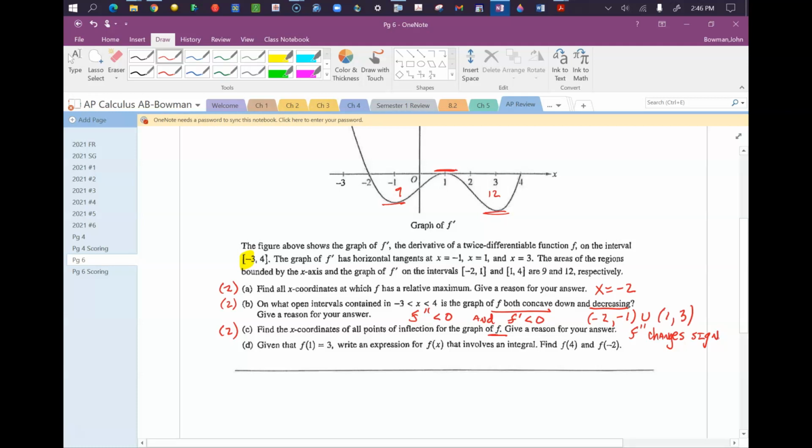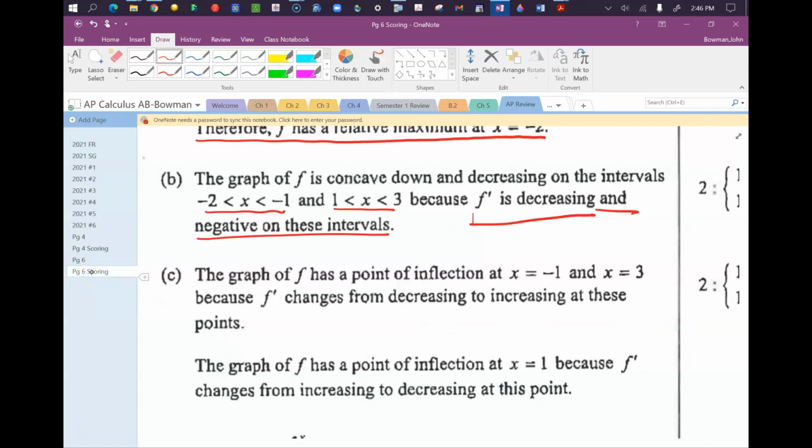So that's going to take place at the x values of -1, +1, and +3, because those are the places where f prime changes from decreasing to increasing or increasing to decreasing. So if we take a look at the scoring on that, it has inflection points at x equal -1 and x equal 3, also at x equal 1.